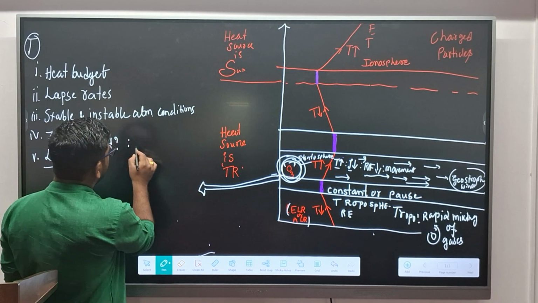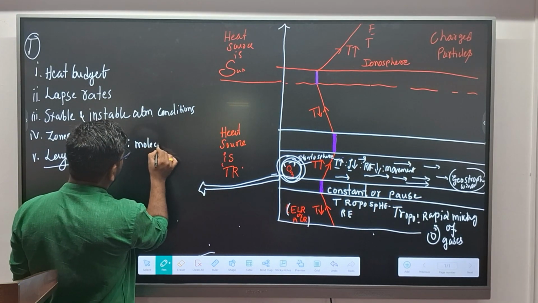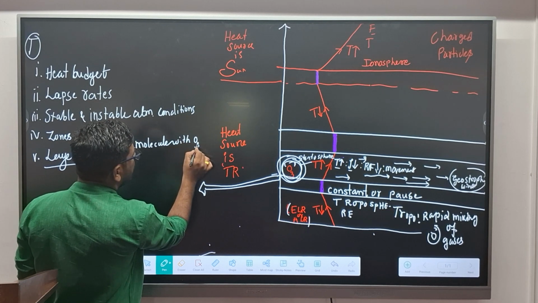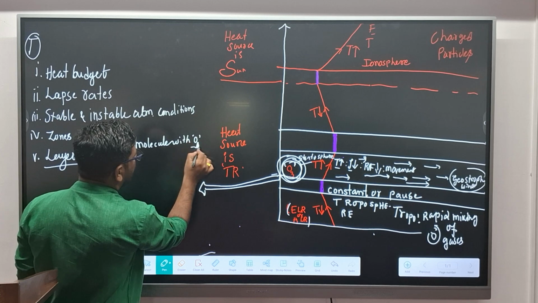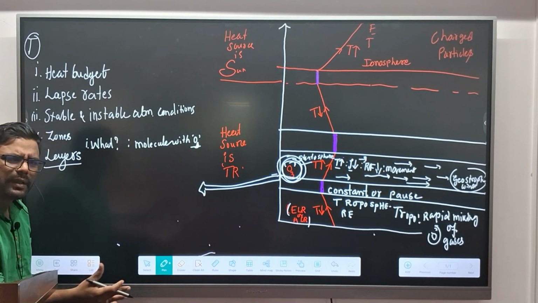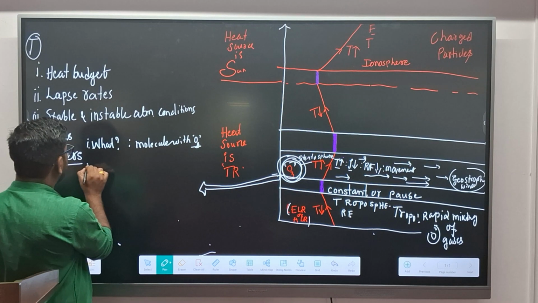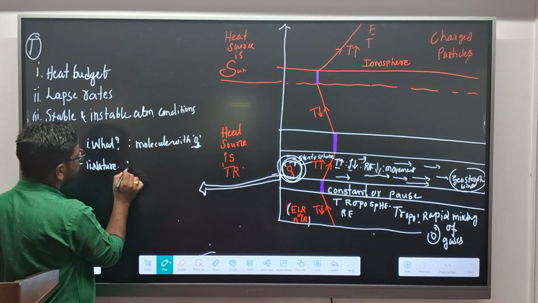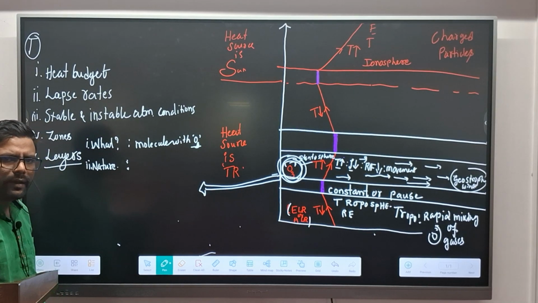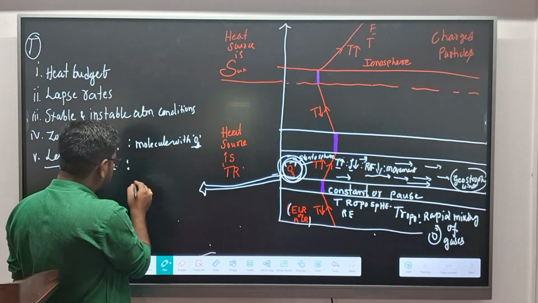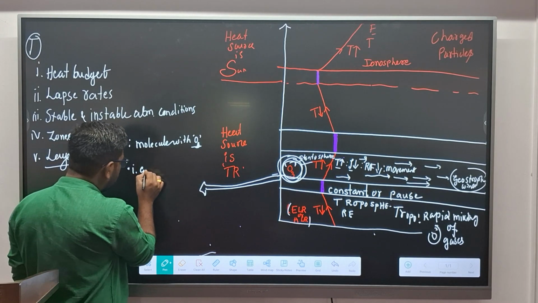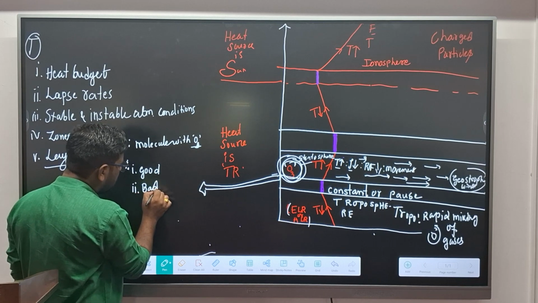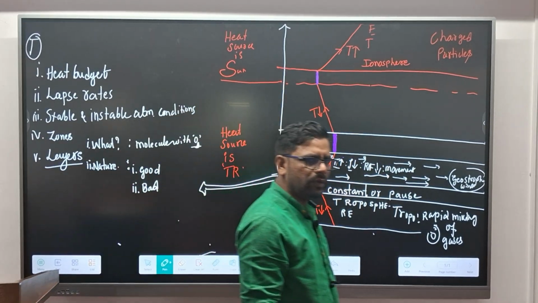It is a molecule with three oxygen atoms. Not O3, three oxygen. Isn't it a simple thing? Second, nature. Good or bad? You can write it as both. Good, and second, bad. So it is good as well as bad.